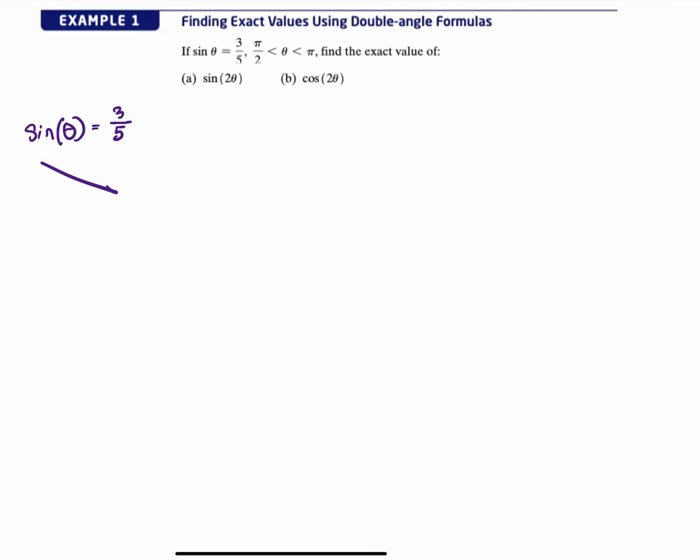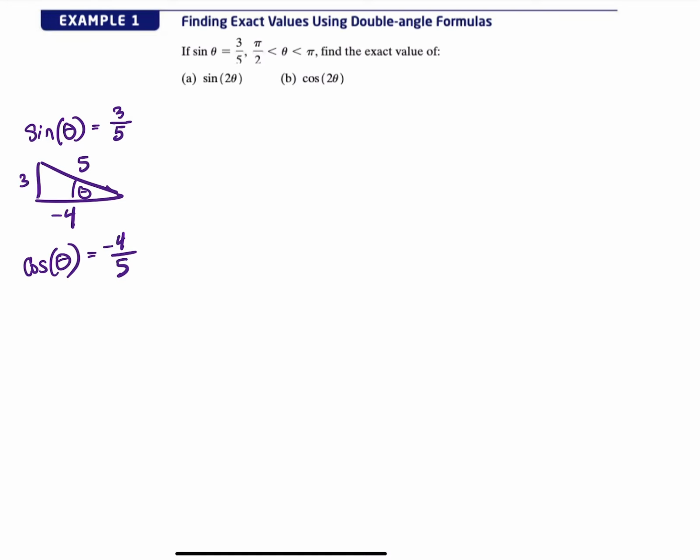We're in the second quadrant, so I can imagine some triangle. Sine is opposite over hypotenuse. And this looks like a 3, 4, 5 triangle, so this should be a minus 4. This distance should be negative since we're in the second quadrant. So that means the cosine should be negative 4 over 5, adjacent over hypotenuse.